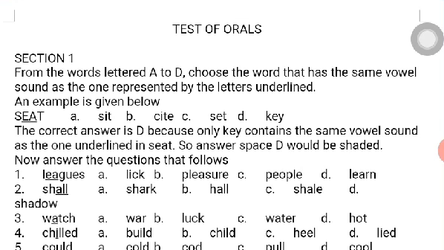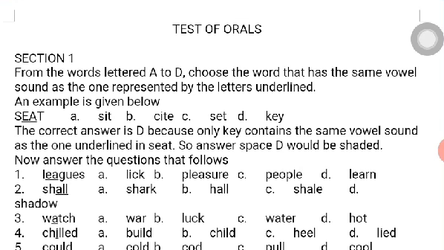Now answer the questions that follow. So we're going straight to the questions. Number one, the word given is leagues. Option A is LICK, option B is PLEASURE, option C is PEOPLE, and option D is learn.